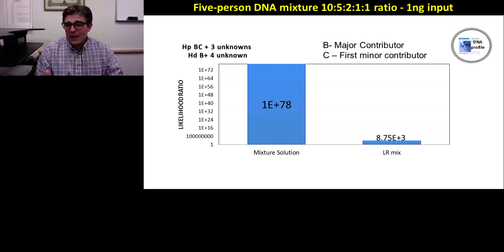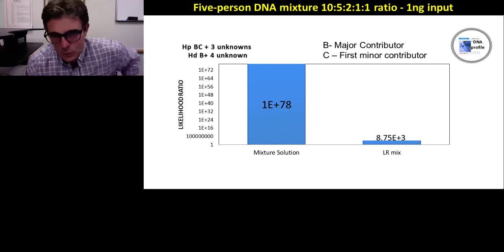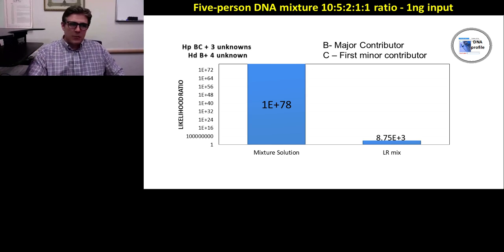And we expect that LR-Mix Studio doesn't have the same power of deconvolution because it's not using peak heights or, in this case, coverage. So this kind of demonstrates that microhaps are a good marker for probabilistic genotyping. Now we wanted to take it a step further.